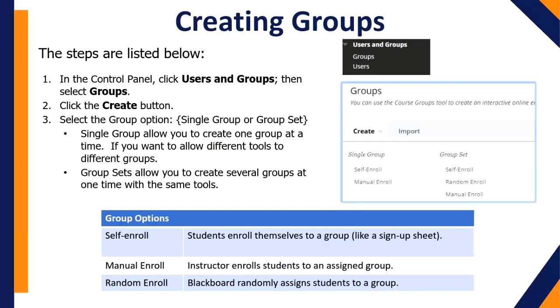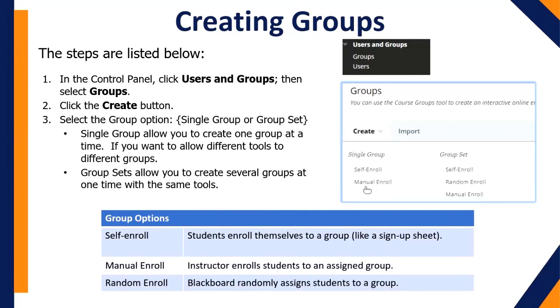You can also create groups. If you want to create a group, you click in the control panel and go down to users and groups. Go to users and groups and select groups. And then you have a couple of options where you can self-enroll. You can allow users to create their own group, or you create the group and they can sign up like a sign-in sheet. And then also you can manually enroll users into a specific group. So I'm going to show you both of those as well.